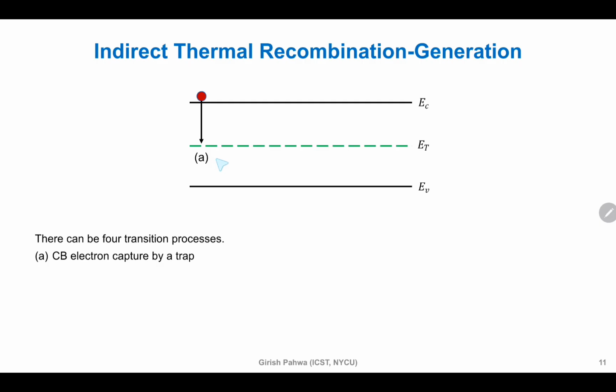Process A. There can be another process. This captured electron can go back to the conduction band. That's a possibility. In this process, it takes some energy and will go back to the conduction band. So, electron release from the trap state to the conduction band, like this, process B.